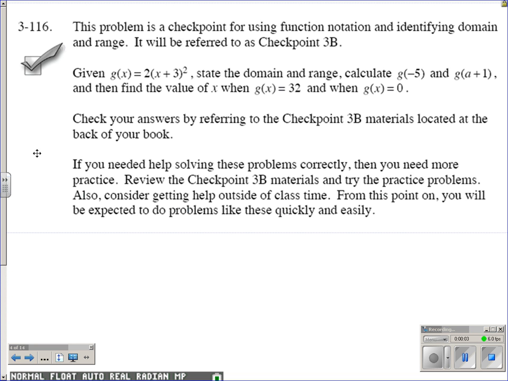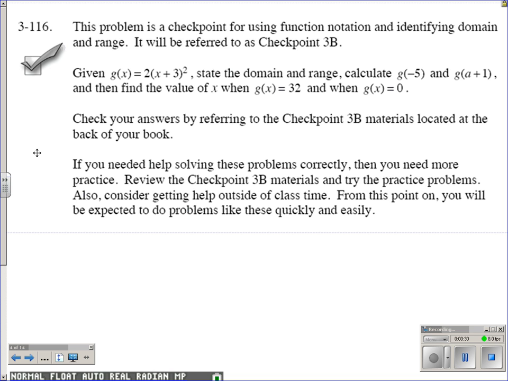All right, problem 3-116. This problem is a checkpoint for using function notation and identifying domain and range. It will be referred to as checkpoint 3b. Given g of x equals 2 times the quantity of x plus 3 all squared, state the domain and range, calculate g of negative 5 and g of the quantity a plus 1.